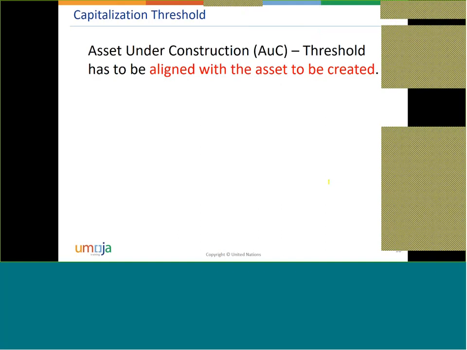So what about assets under construction? This statement is absolutely important for you, so please make sure that you are paying attention now. The assets under construction capitalization threshold has to be aligned with the assets to be created. So if you are building, for example, a real estate building, its capitalization threshold will be 100,000.